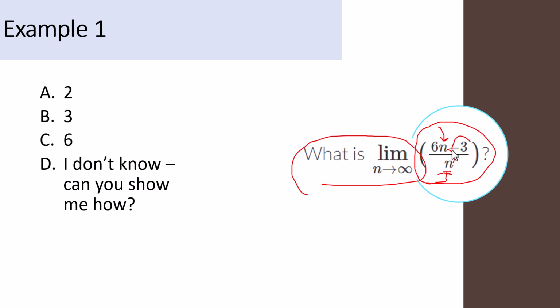This minus 3, we can toss out because it's going to be very insignificant as this number gets larger. So we're just going to simplify 6n over n. The n cancels and we're left with 6. So as n gets larger and larger, our value is going to approach 6, but never actually hits or gets to 6.